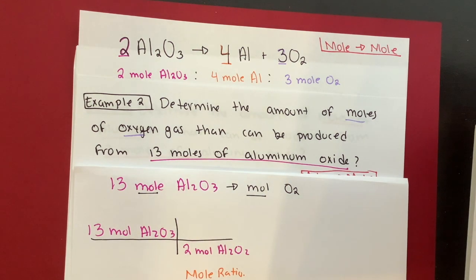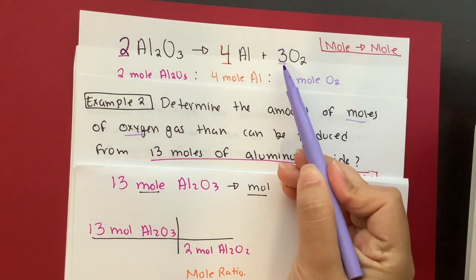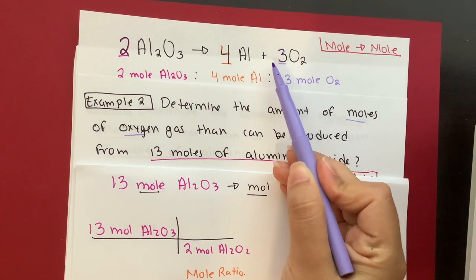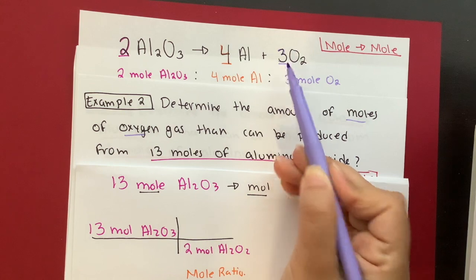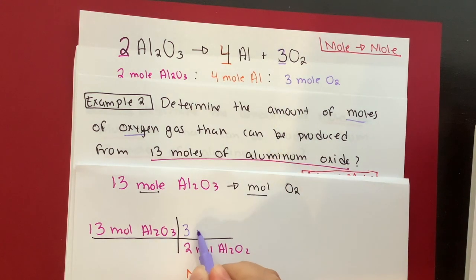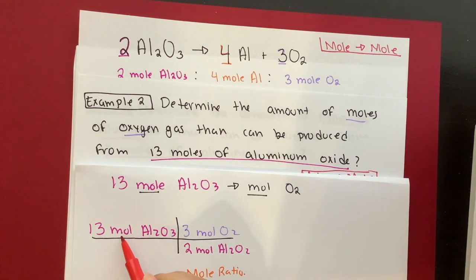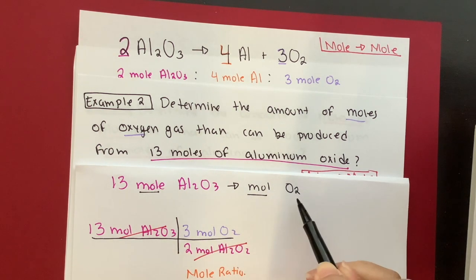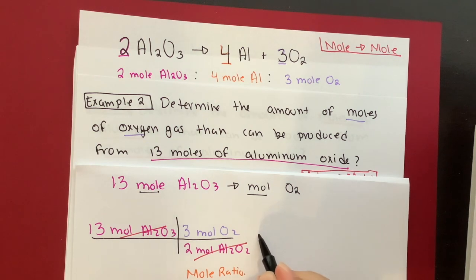And in the top, I'm going to write the moles of oxygen based on my balanced chemical equation. So based on my coefficient, 3 moles of oxygen. Remember, like this, the moles of aluminum oxide cancel out. And now I am done because the only unit that is left uncrossed is moles of oxygen, and that is what the question is asking about, moles of oxygen.